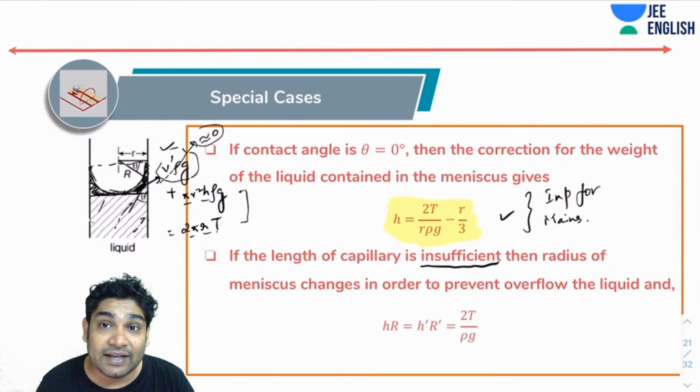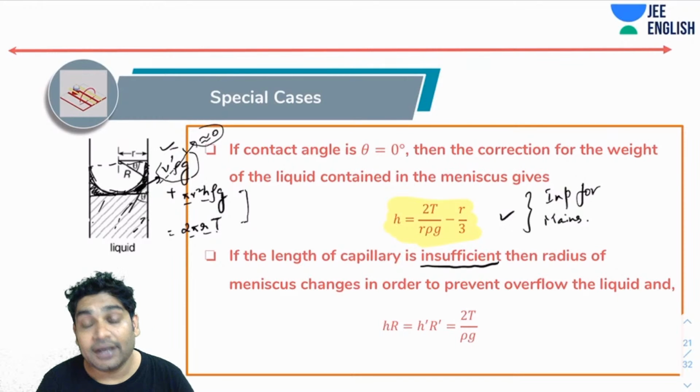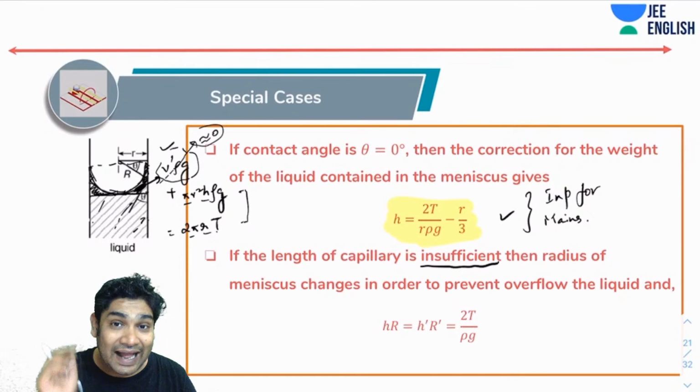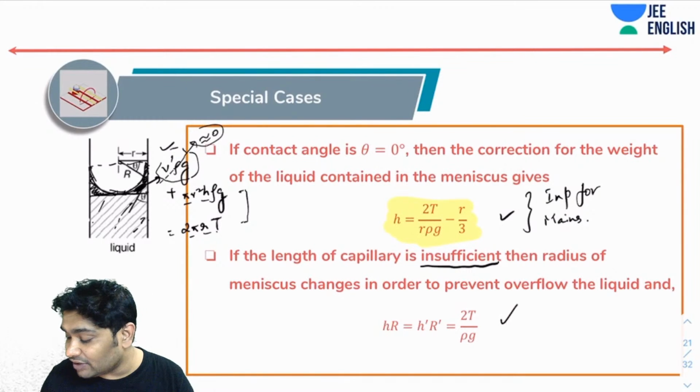Anyhow, so as I was saying, if the length of the capillary is insufficient, then the radius of meniscus changes in order to prevent overflow. So the liquid will not overflow. However, the radius of, or the contact angle will adjust itself, and you will have this equation.